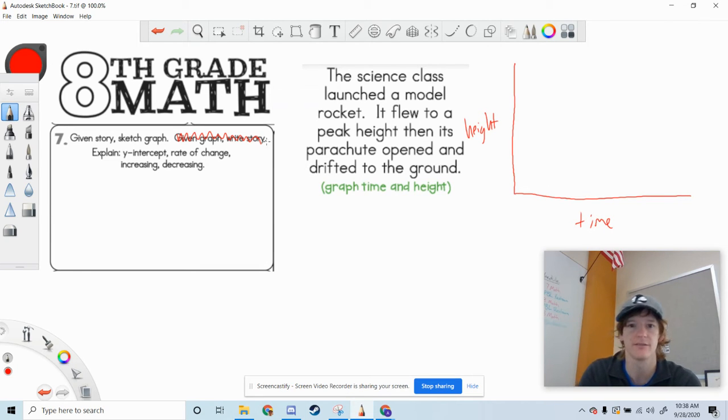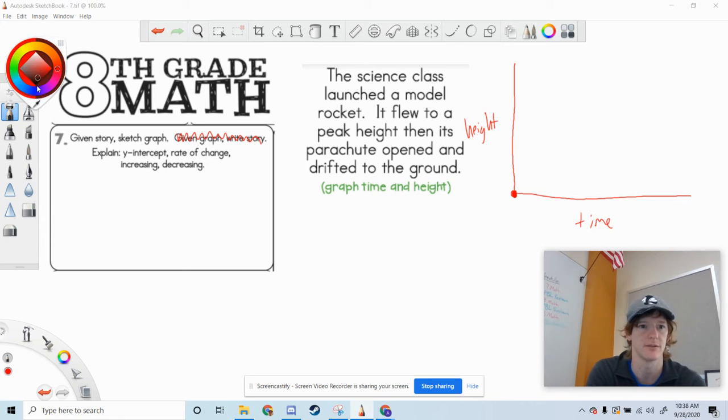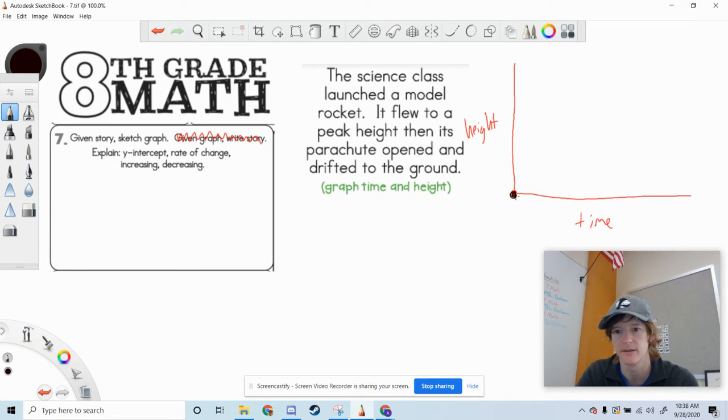At the very beginning of this story, our rocket is on the ground. At 0, our rocket is on the ground with 0 height. Okay, so it'll be right here at 0. Then, right off the bat, in a short amount of time, we should notice that our rocket's height increases very quickly. And as it gets higher and higher, it's going to slow down, slow down, slow down until it gets to a peak height. Okay, so this is the peak. This is the highest point at which this rocket's flying.